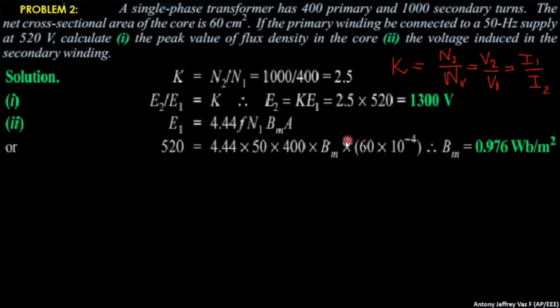And the area of the core is given. You can see the cross sectional area of the core is 60 centimeter square, so 60 into 10 power minus 4 meter square. To convert centimeter square into meter square, you need to multiply by 10 power minus 4. So the maximum flux density is Bm. Cross multiply all the values, you will get 0.976 Weber per meter square.